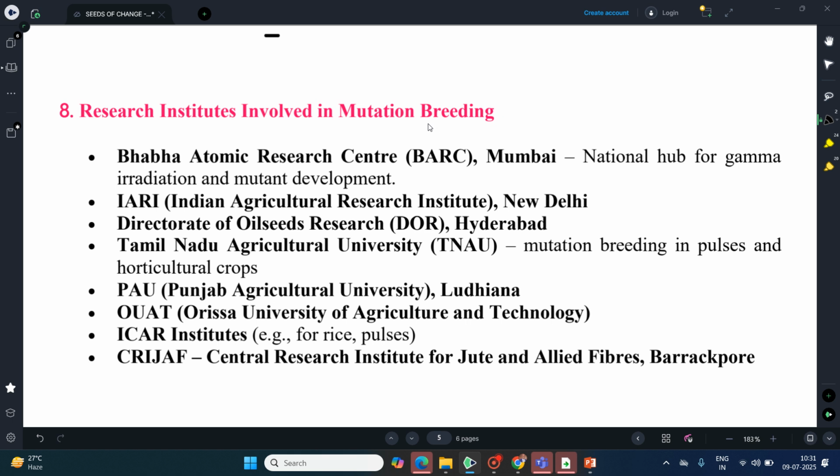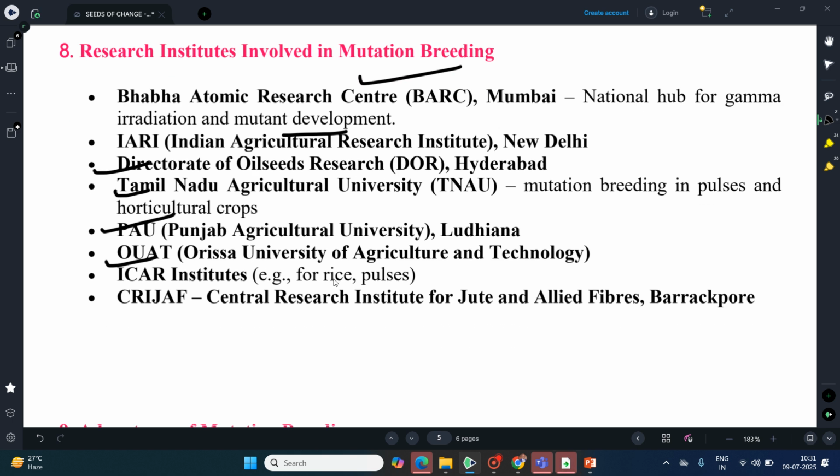And research institutes that are involved in mutation breeding are Bhabha Atomic Research Center, Mumbai; IARI, Indian Agricultural Research Institute, New Delhi; Directorate of Oilseed Research, Hyderabad; Tamil Nadu Agriculture University, Coimbatore; Punjab Agriculture University, Ludhiana; Orissa University of Agriculture and Technology; ICAR institutes that are leading centers for rice and pulses; and Central Research Institute for Jute and Allied Fibers, Barrackpore.